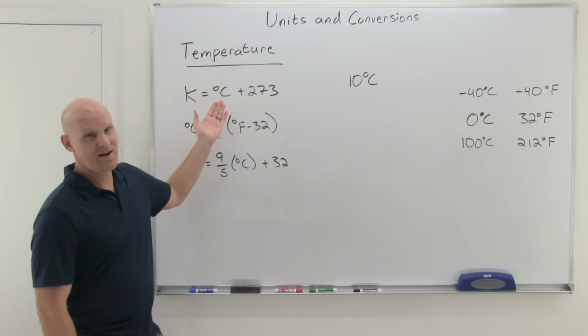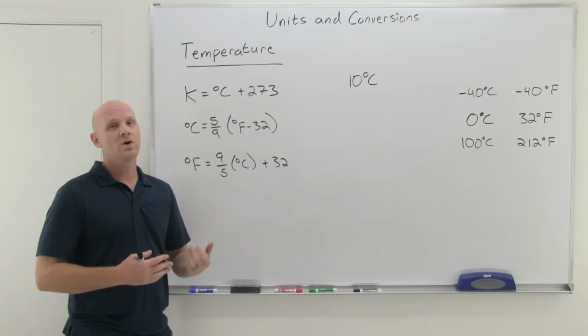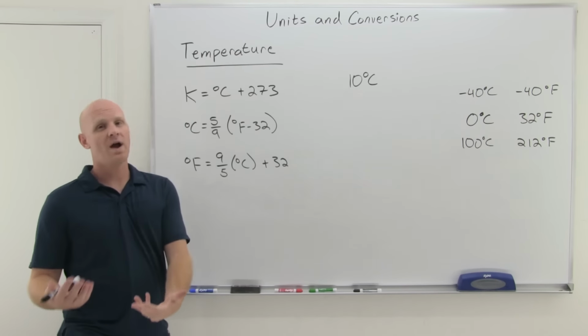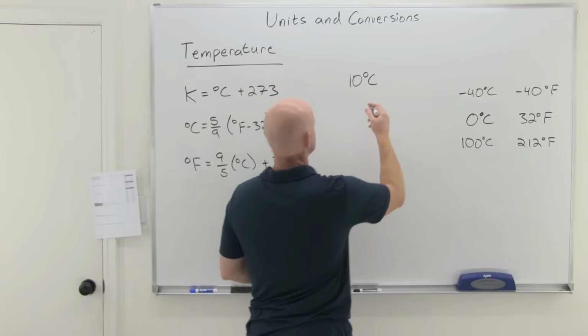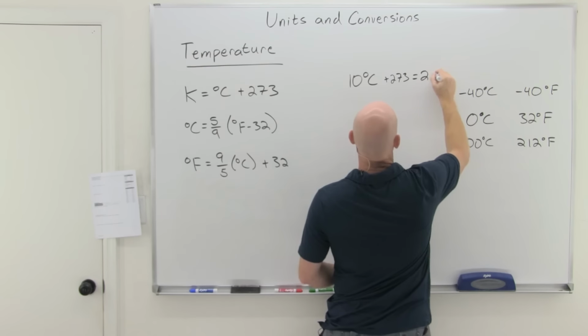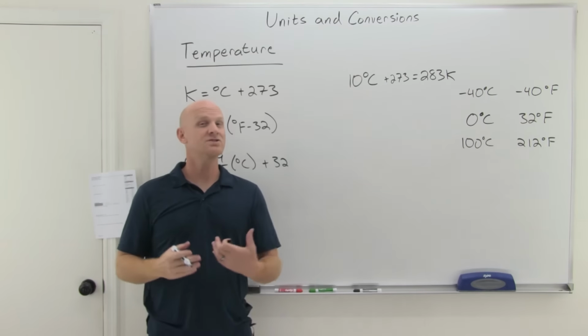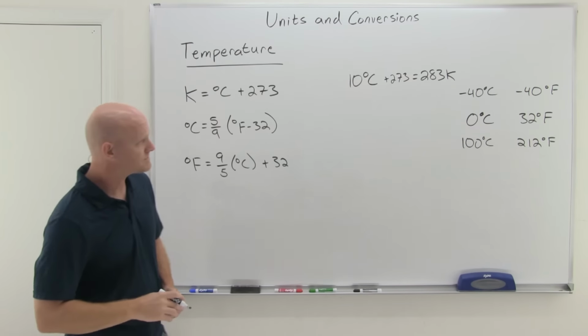In this case, Kelvin's nice because all you do is you take your Celsius and you add 273. If you wanted to go from Kelvin to Celsius, then you would subtract 273. And so in this case, all we've got to do is go plus 273, and that's going to get us 283 Kelvin. And notice we don't call it degrees Kelvin, it's just 283 Kelvin.